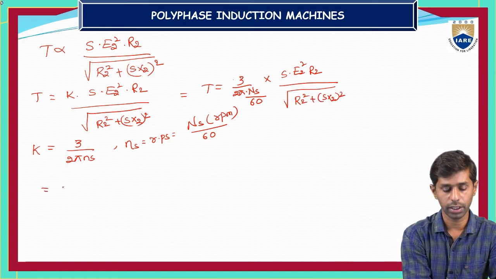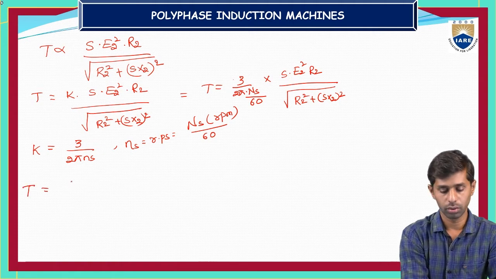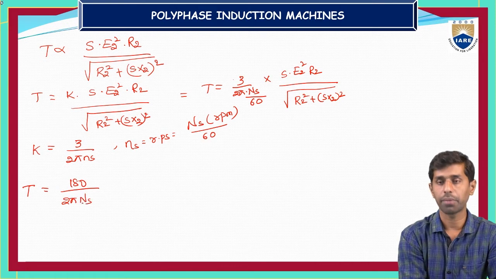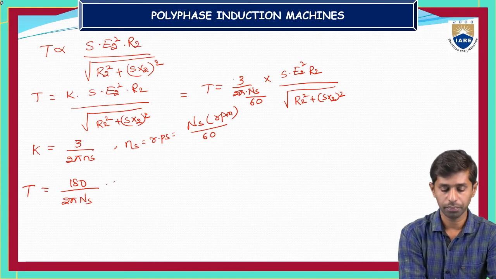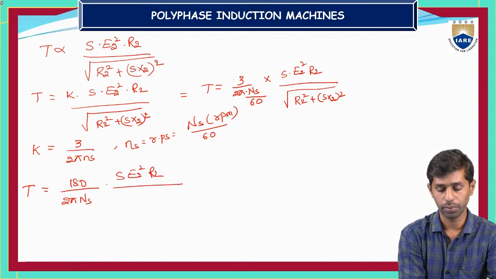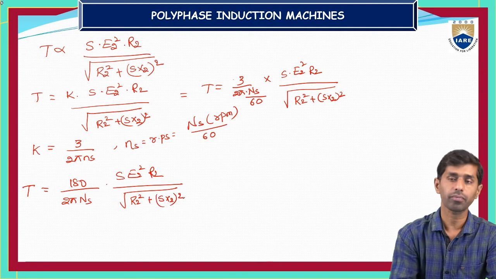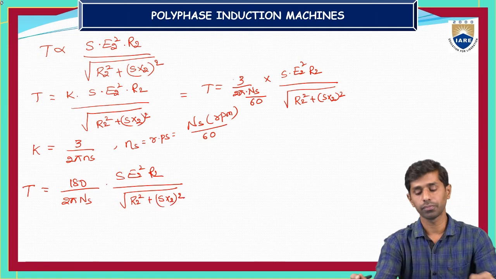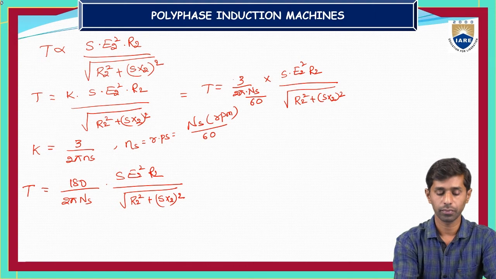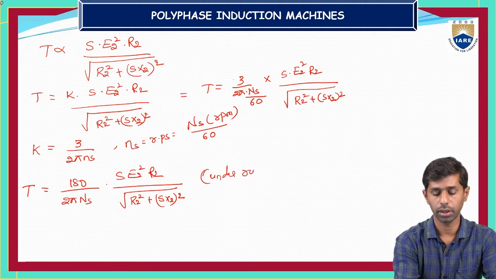So simplify this, we'll get torque equal to 180 by 2 pi Ns, where capital Ns represents the speed in terms of RPM, into S times E2 square R2 by the impedance magnitude of rotor, that is R2 square plus S times X2 whole square. This is the expression for torque under running condition.